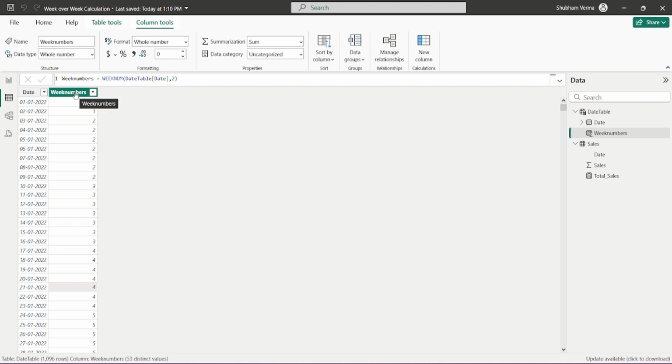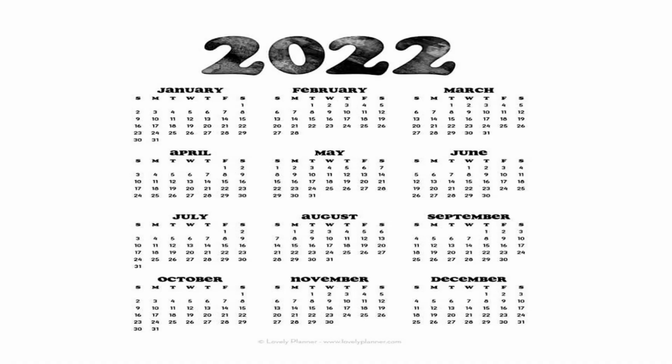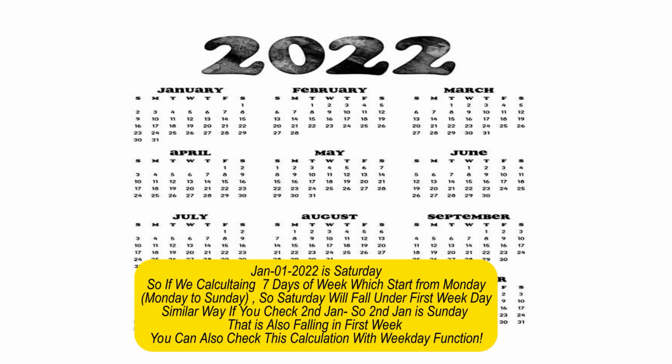And now let's check with the calendar how these numbers are returned. Firstly, let's check this date, which is January 1, 2022. Let's move towards the January 2022 calendar. Here we can see the calendar of 2022. And now let's talk about this first date. January 1 was a Saturday.